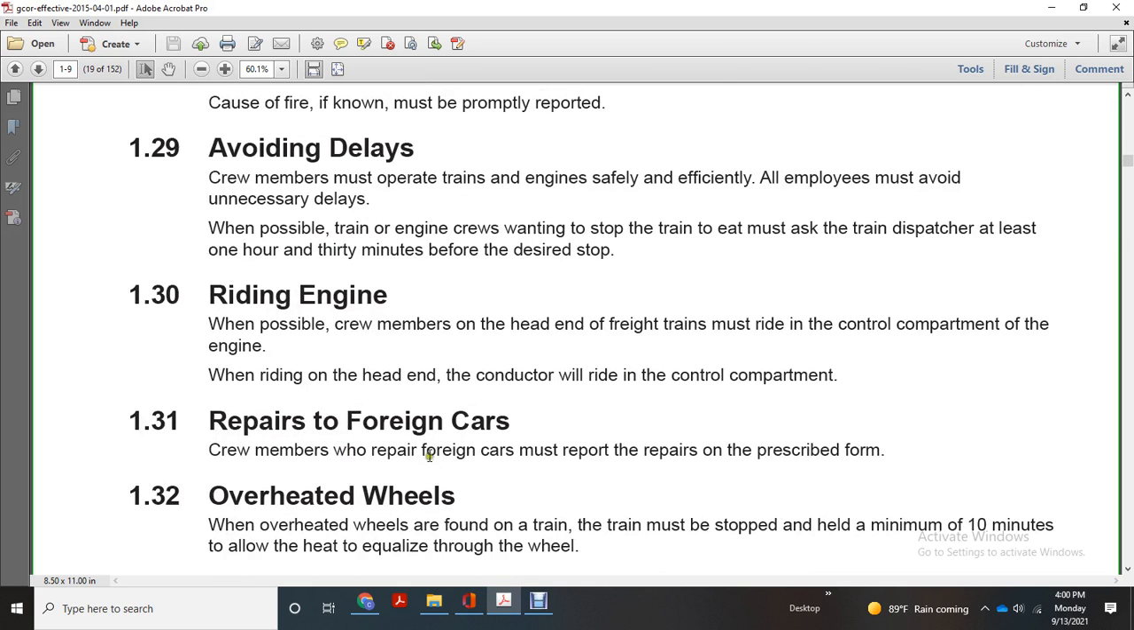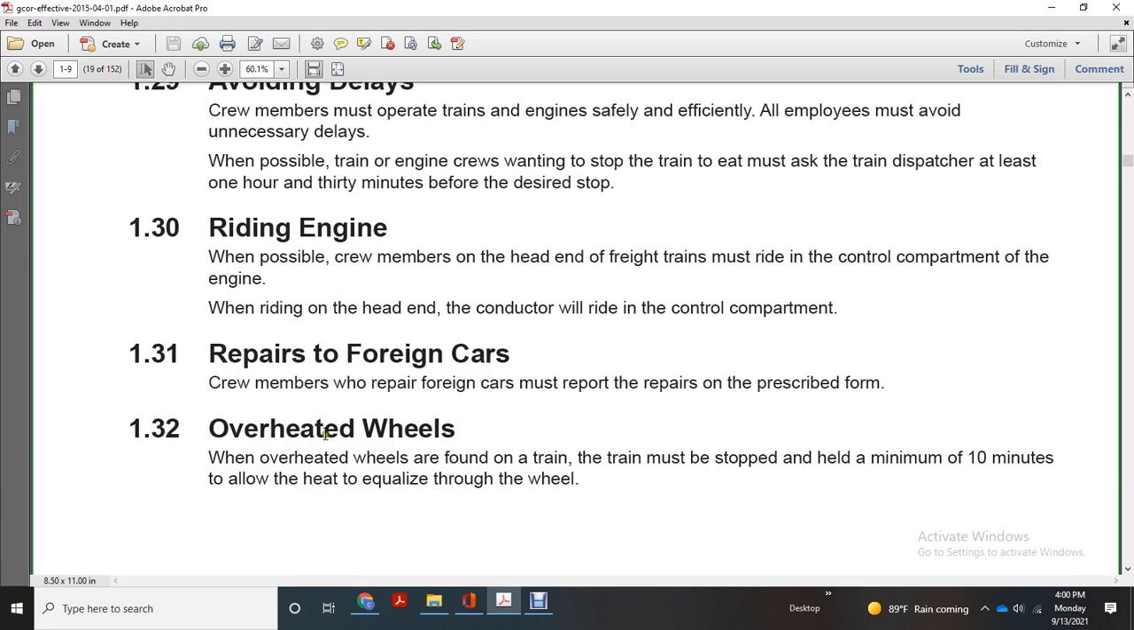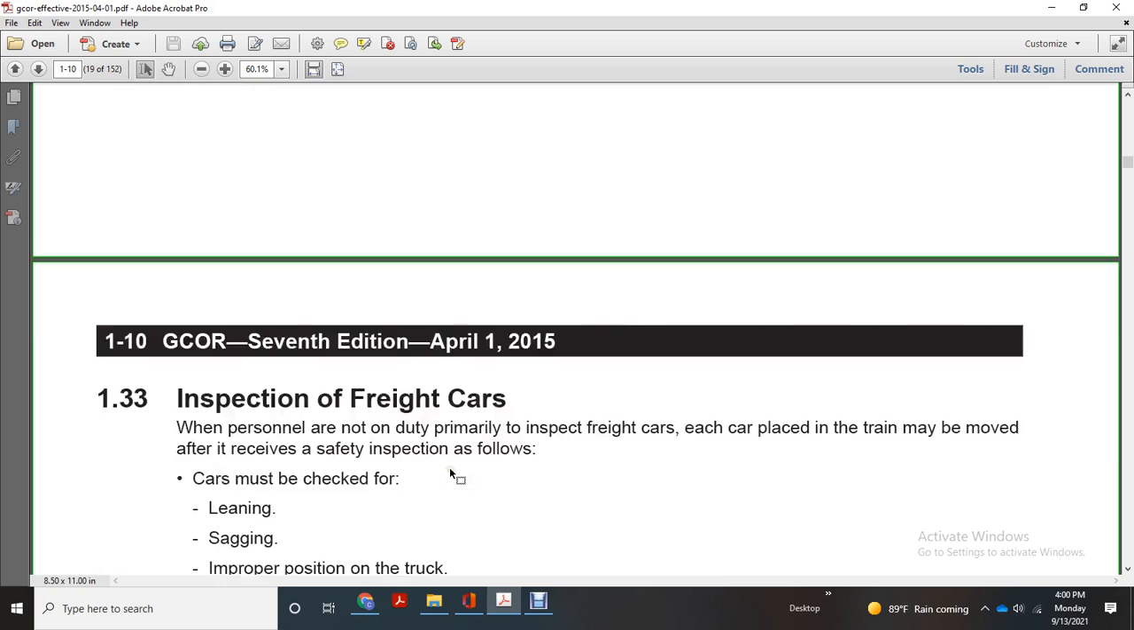Repairs of foreign cars. Crew members who repair foreign cars must report the repairs on the prescribed form. 132. Overheated wheels. When overheated wheels are found, the train must be stopped and held for a minimum of 10 minutes to allow the heat to equalize through the wheel.